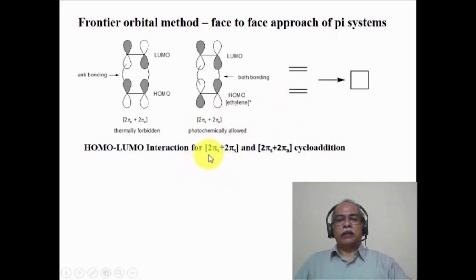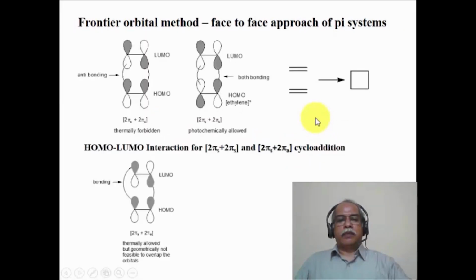The HOMO-LUMO interaction is essentially a 2 pi suprafacial, 2 pi antarafacial cycloaddition reaction. This picture corresponds to the HOMO-LUMO interaction being 2 pi suprafacial with respect to one component and 2 pi antarafacial with respect to another component. The top picture shows you the 2 pi suprafacial overlap. The bottom figure is suprafacial with respect to one of the components here, and it is antarafacial with respect to the other olefinic component.